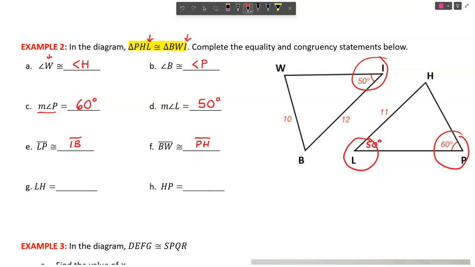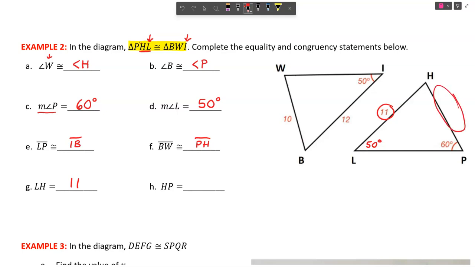For LH, LH is the last two segments here, and if I look over here, LH is already listed as 11. So let me erase these circles here. So LH is just directly going to be 11.